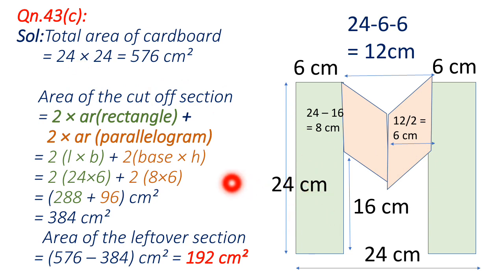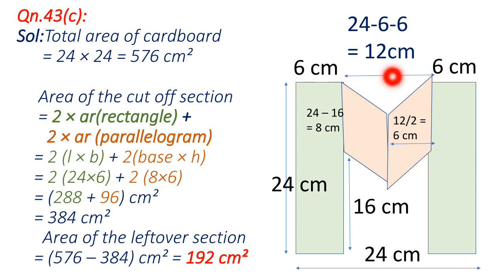So firstly, the total area of the cardboard. This is actually cut from a cardboard, and the area of the cardboard is 24 into 24 centimeter. It is given 24 centimeter into 24 centimeter, which is equal to 576 centimeters square. So this is the area of the cardboard.